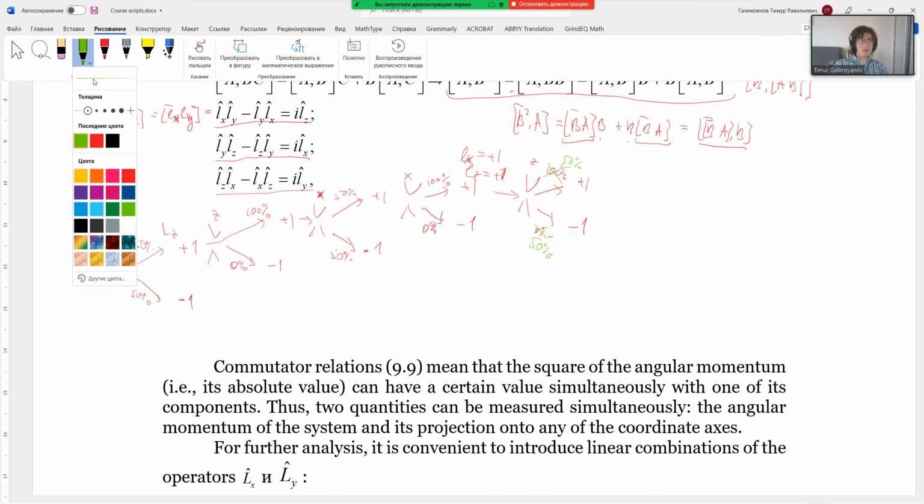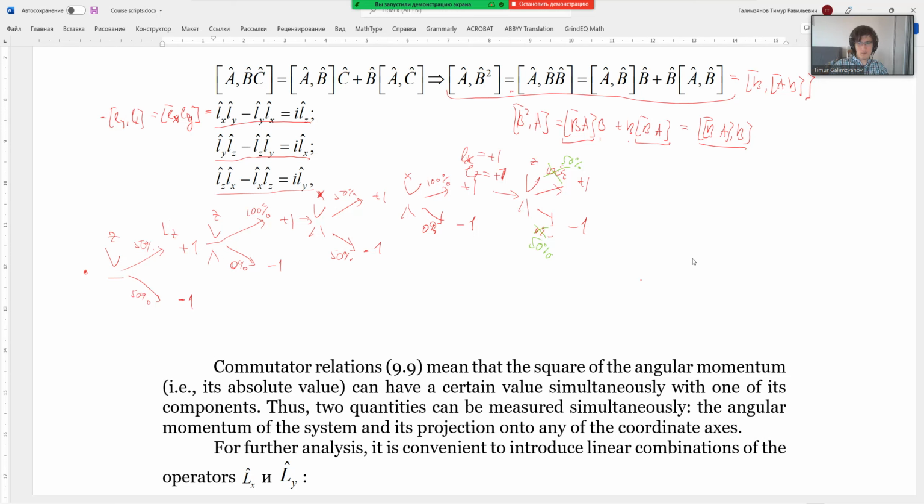And the setup of this experiment is very easy, because you can rotate your instruments. You can put the particles through the vertically oriented tool. Then you can take the same tool and rotate it 90 degrees, and therefore it will measure the projection of the angular momentum on another axis.